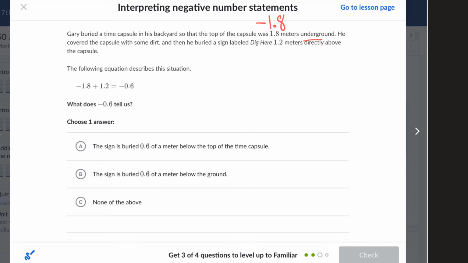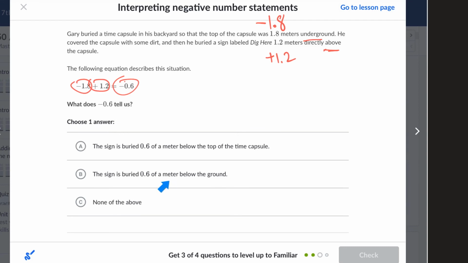So let's put all this together here. We have the negative 1.8 and the plus 1.2. Okay, cool. And the result they're telling you is negative 0.6. So what is negative 0.6? Well, let's see. The sign is buried 0.6 of a meter on top of the time capsule. Well, if it's negative, that means it's still below the ground. Okay, we're not talking about anything on top of or above ground. So it can't be that. Or the sign is buried 0.6 meters below the ground.